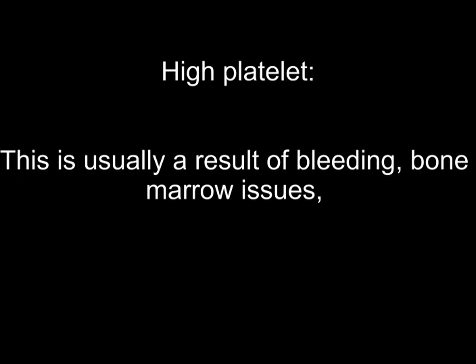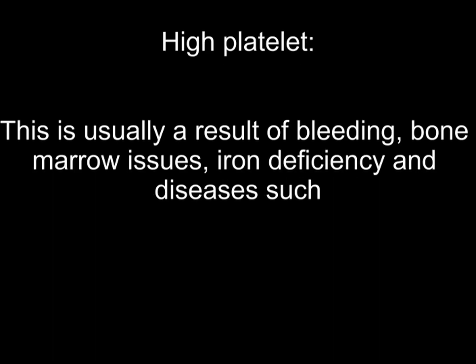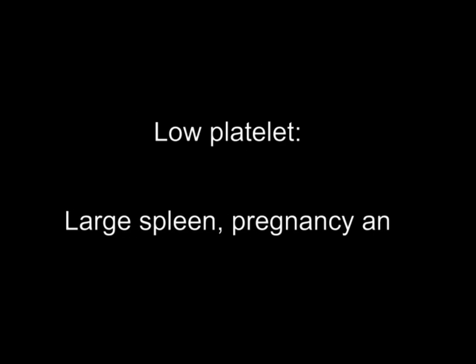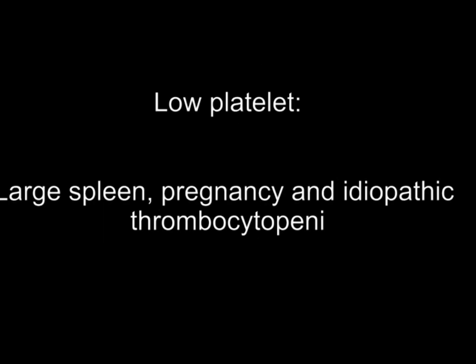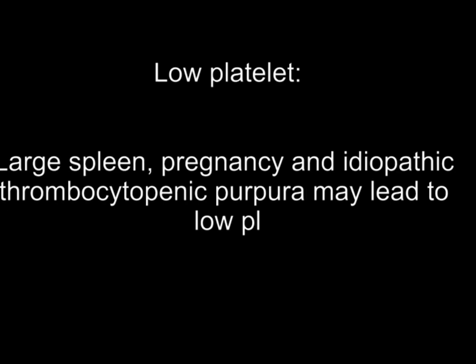High platelet. This is usually a result of bleeding, bone marrow issues, iron deficiency and diseases such as cancer. Low platelet. Large spleen, pregnancy and idiopathic thrombocytopenic purpura may lead to low platelet count.